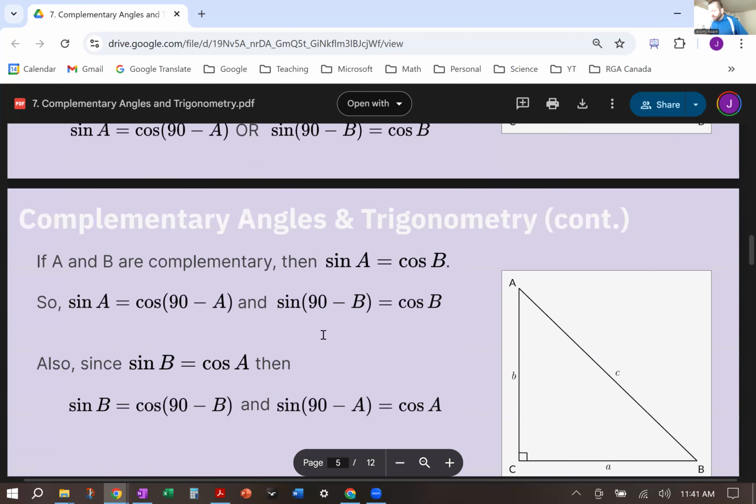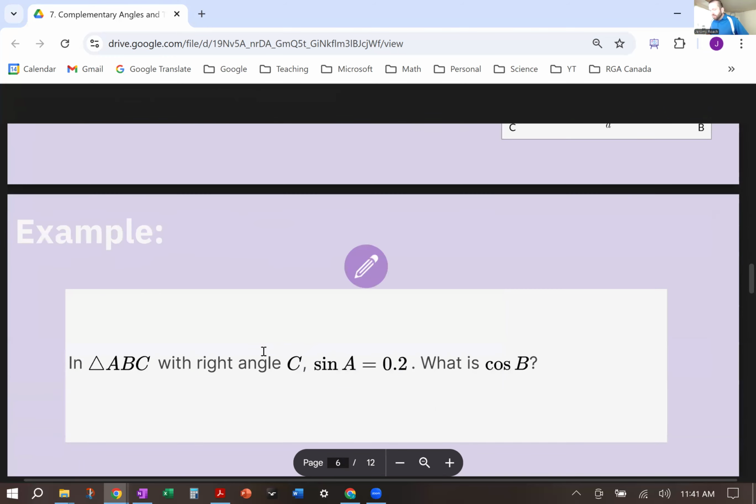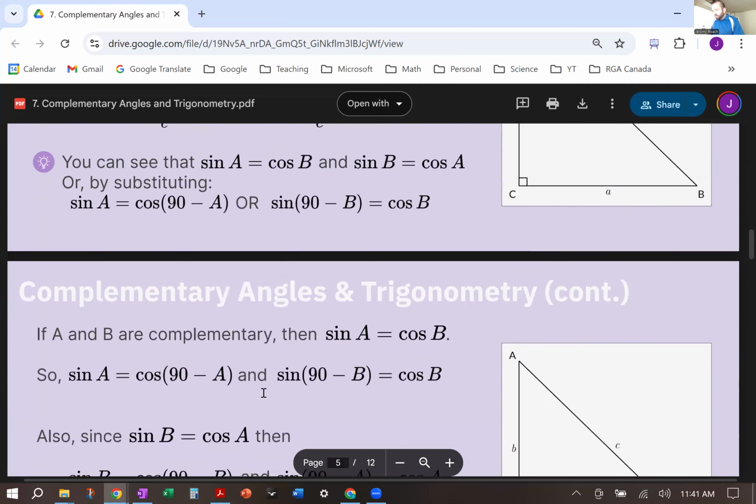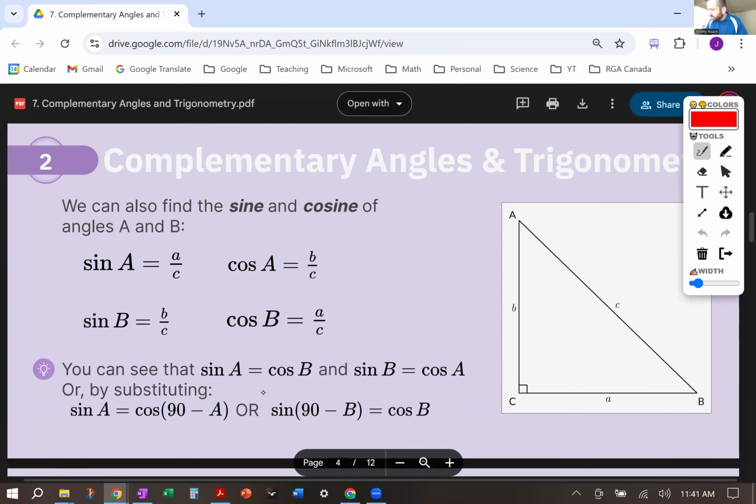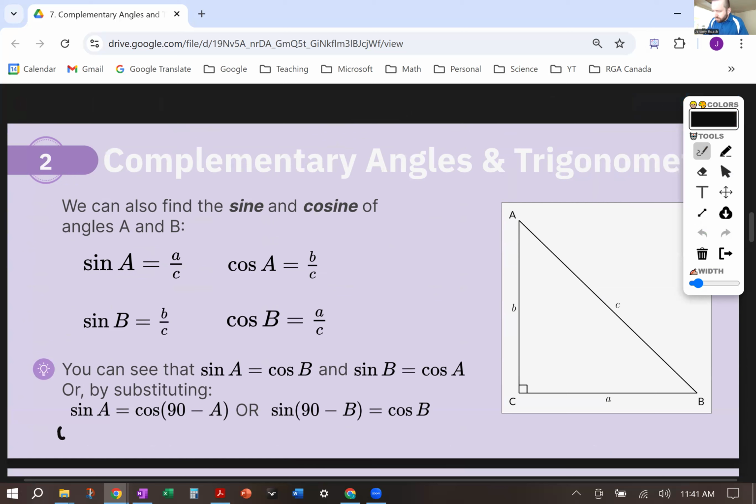So if you know that rule and you know that idea, you can solve problems like this where it says, if we have this right triangle, sine A is 0.2, what is cosine B? So sine A is 0.2. We'll just say that's 0.2. And it says, what's cosine B? Well, cosine B, 90 minus A, that is B. That's 90 minus A. So that's cosine B also.